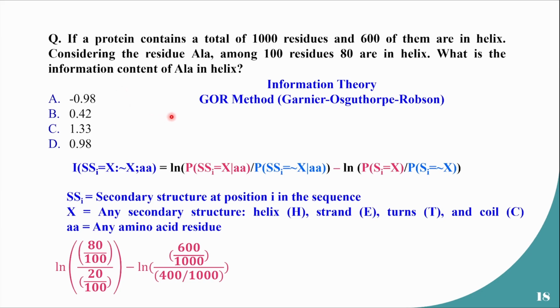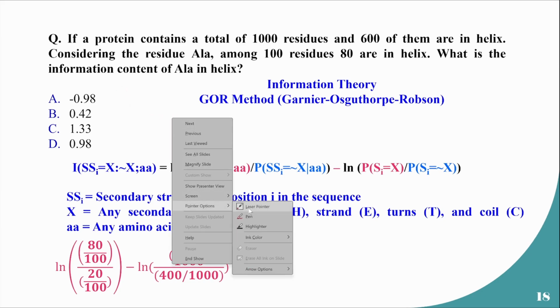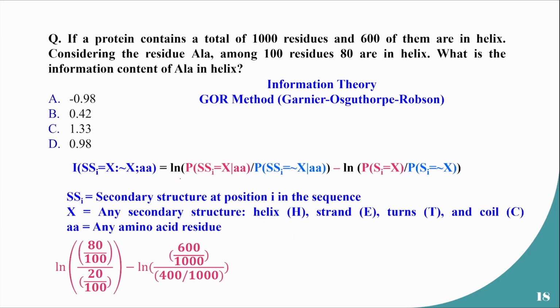Let's just highlight it quickly. Okay, so this term, the one that I'm underlining, you can basically get this by doing ln 80 by 100 divided by 20 by 100. Okay, and then you have to do that minus, and then you have to calculate another term.